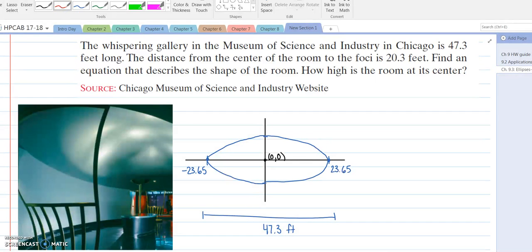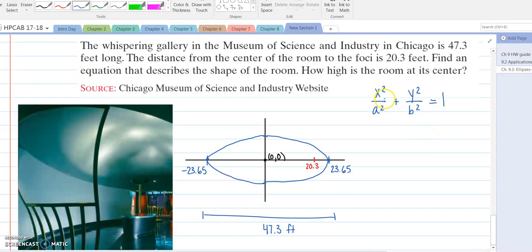That's an ellipse. Then it says the distance from the center of the room to the foci is 20.3 feet. Foci are always inside of your ellipse, and it says from the center to the foci, so this distance here is, in fact, 20.3 feet. Find an equation that describes the shape of the room. Well, to start, based on how I've decided to draw this out, the vertices are going to be in the x direction, so it's going to be this format: x squared over a squared plus y squared over b squared equals 1.